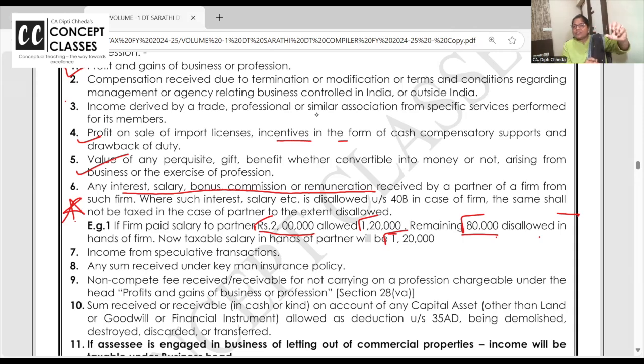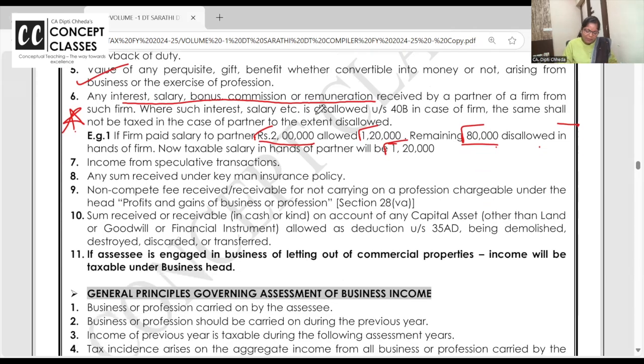So 80,000 is disallowed or added in the income of the firm only, right? So how much salary income is going to be taxable in the hands of the partner? 120. So you might have learned business head, but bang on, I can say you will learn the things in depth in the coming 1 hour. Speculative income are taxable here separately, but of course taxable here only.